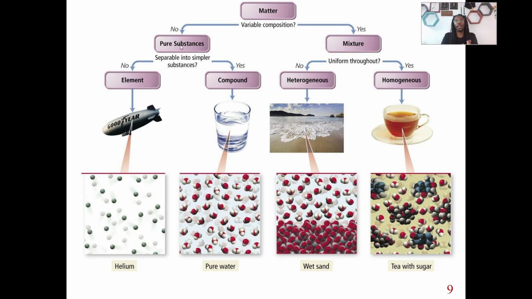And then from here, if we know our composition isn't changing, then we can break that even further into two things: an element or a compound. So if we have a pure substance, and we're not able to separate it into something simpler, then we have an element. For example, helium. Helium is a pure substance. We can't separate that into anything else.